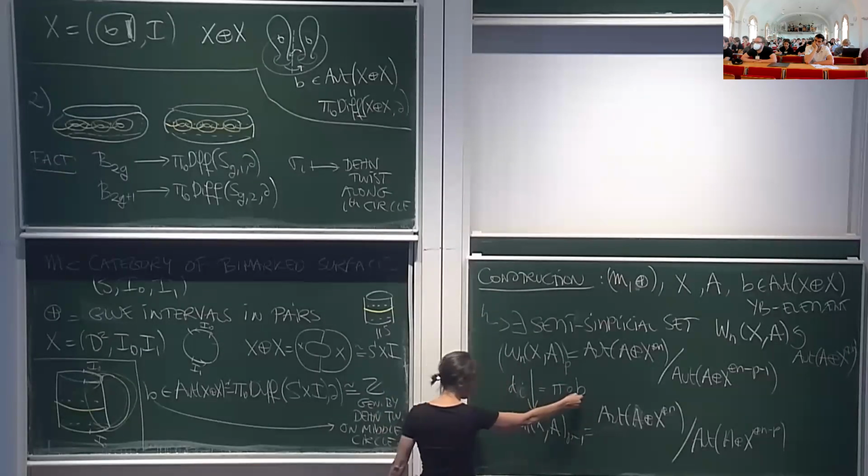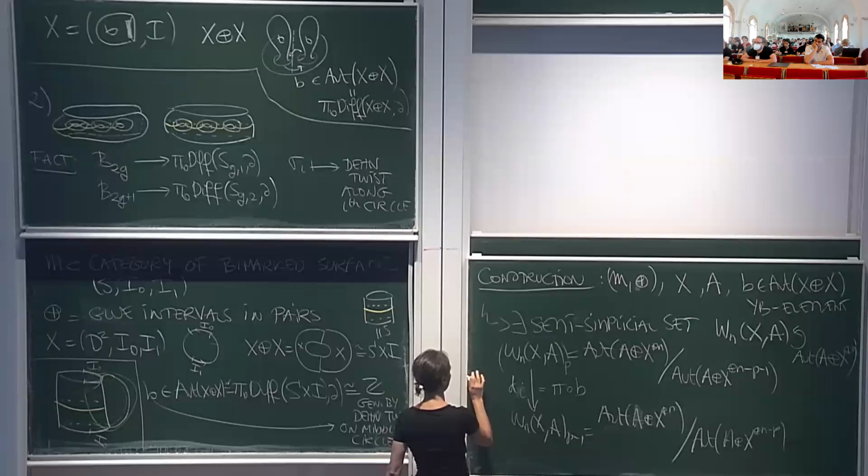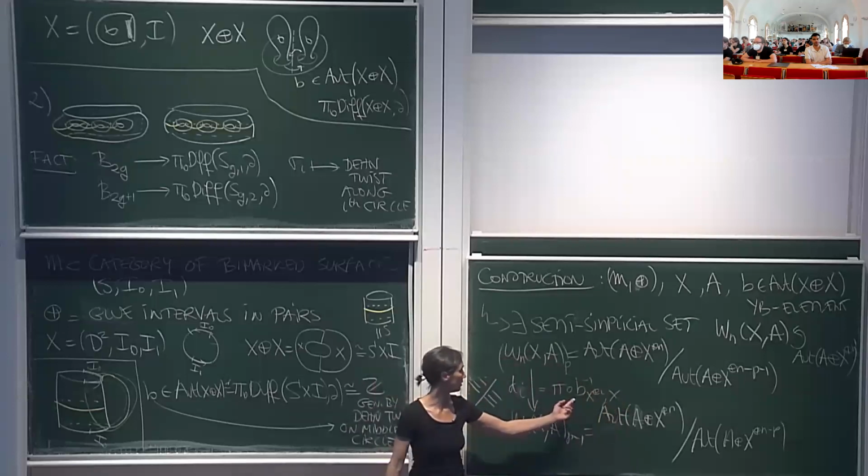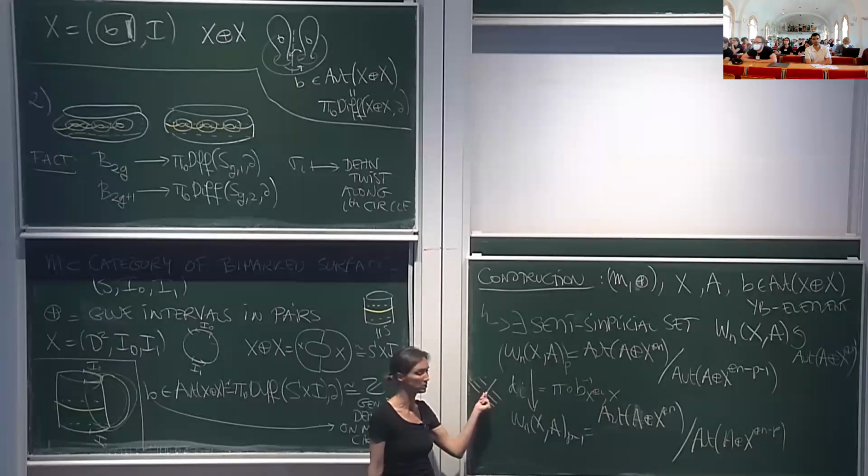So I have a way to pass x and x with x, and I'm going to take the i-th copy of x and move it by a twist. It looks something like this. I pass i copies of x with an x. So this is a composition of this element b.